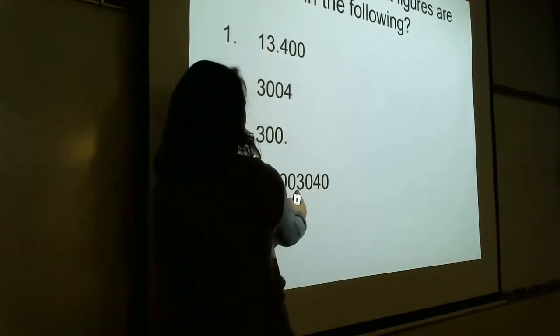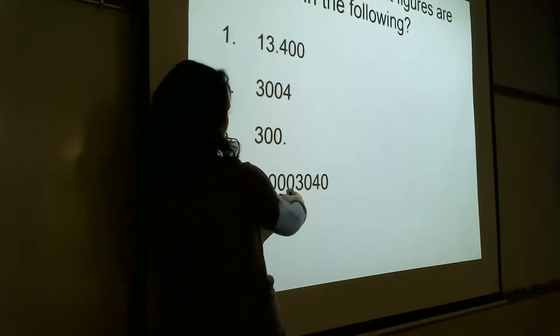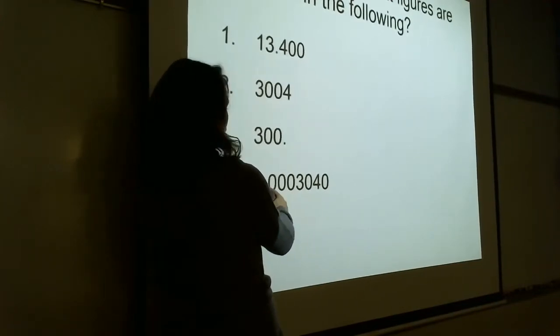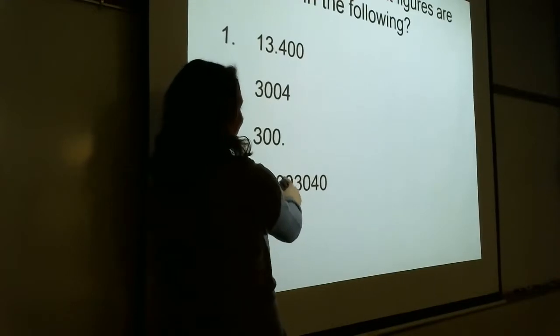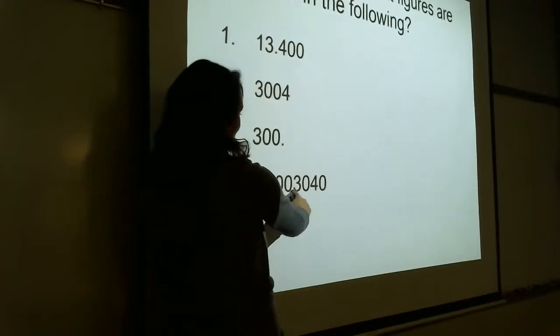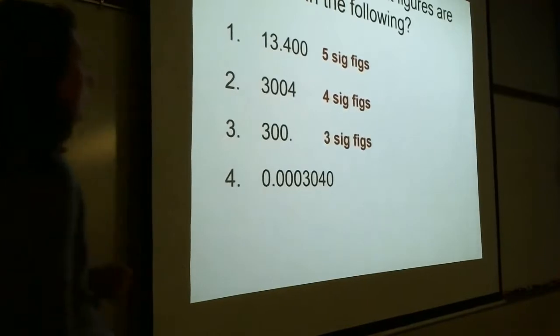3040, right. Why are these not significant? They're to the left, they're just placeholders, right? You could just imagine a heart right here to hold the place. That doesn't have to be a number, that's just a placeholder. These are the actual measurements, good.